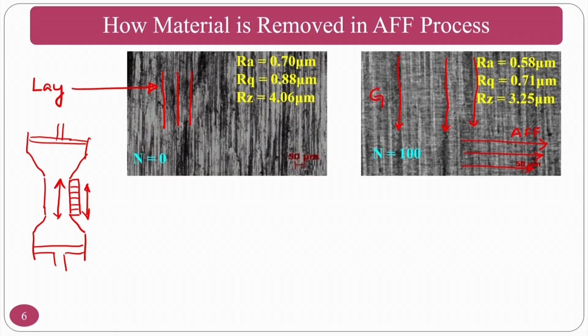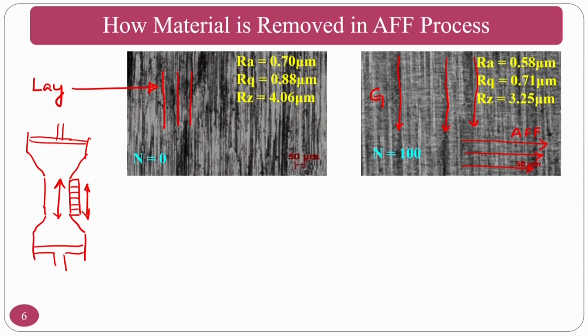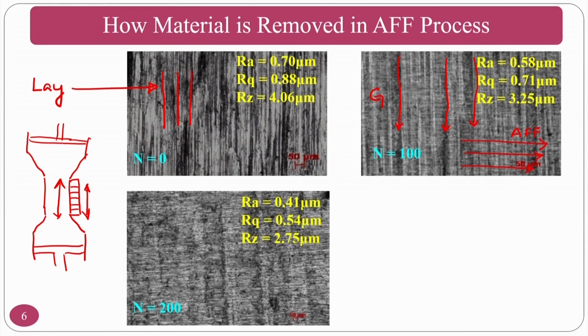So this is how the finishing starts, with shearing of the surface peaks that are generated by the grinding process. If you increase the number of cycles by keeping the extrusion pressure and medium composition constant, the dominating shearing marks of the abrasive flow finishing process will gradually increase, and the small grinding lay directions will go off. So only the dominating ones will stay.